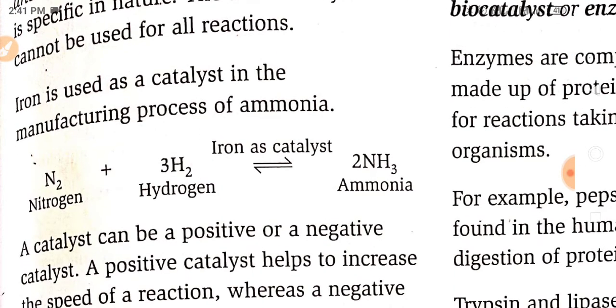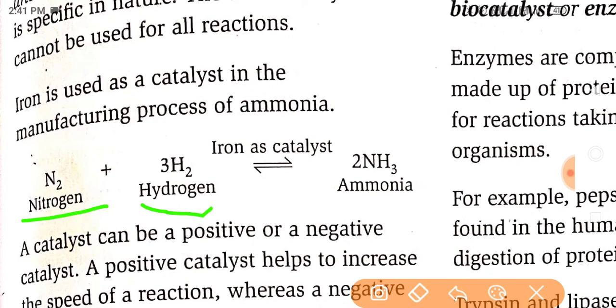Iron is used as a catalyst in the manufacturing process of ammonia. When you make ammonia gas, a reaction between nitrogen and hydrogen takes place, but to increase this reaction we use iron as a catalyst, but iron does not react here. It acts as a catalyst to increase the rate of reaction and ammonia is formed.